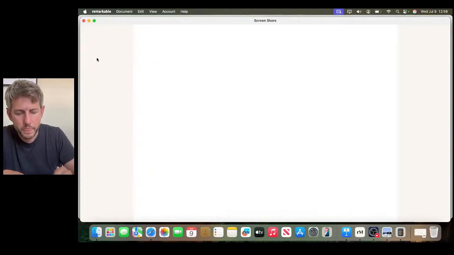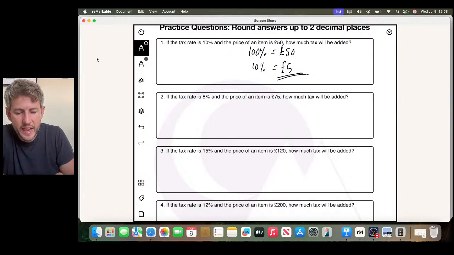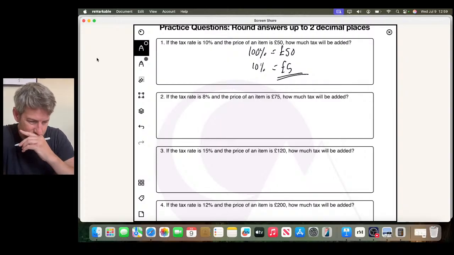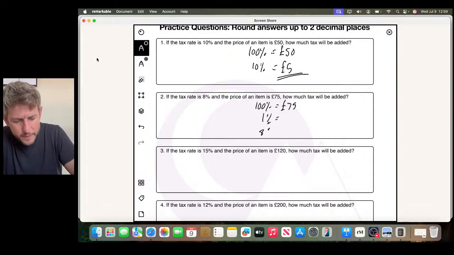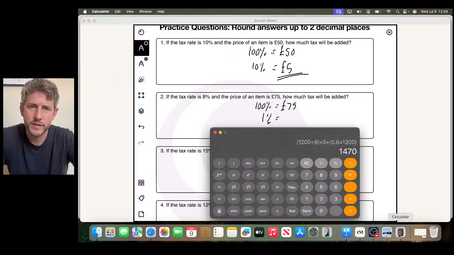Okay. If the tax rate is 8% and the price of an item is £75, how much tax will be added? Okay, I'm just going to do this one with the calculator. So, well, let's just do it like this. 100% equals £75. 1% will equal something, and then we can go 8%. Okay, so let's just get the calculator out and do that.